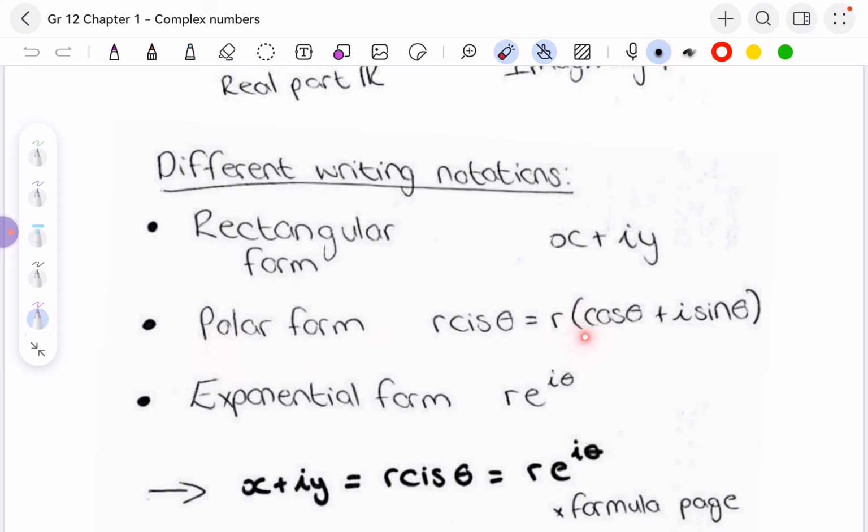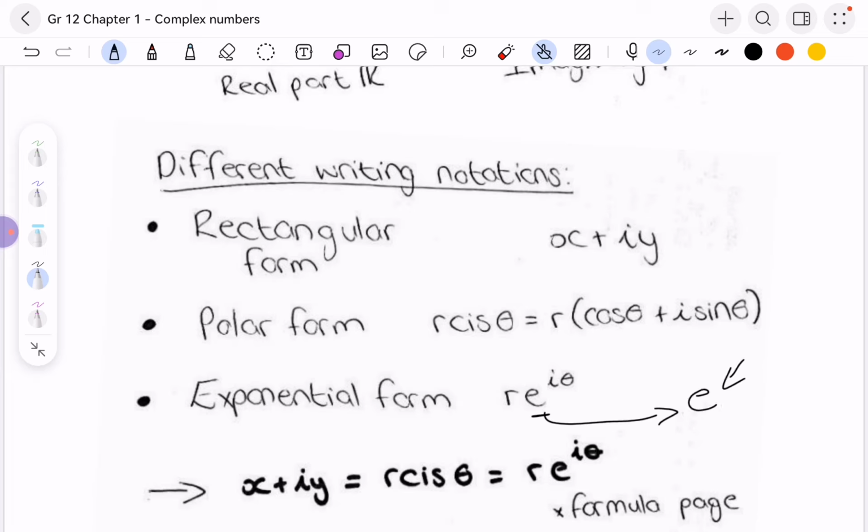En dit gaan wees r cos theta plus i sin theta, which we're going to abbreviate as the word cis, r cis theta. So in plaas van daarvan om elke keer r cos theta plus i sin theta uit te skryf, gaan ons net praat van cis. And we also get the exponential form, or e to the power of i theta, in ook my exponentiële vorm.